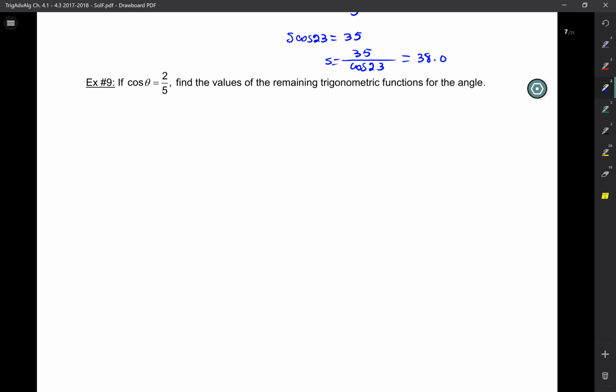You're given one trig function, and you have to find the values of the rest. So how many total trig functions are there? 6. If you're given 1, you have 5 left over. All right. So what we do here is, I'm given this. I need to draw a triangle. All right. We draw a right triangle.